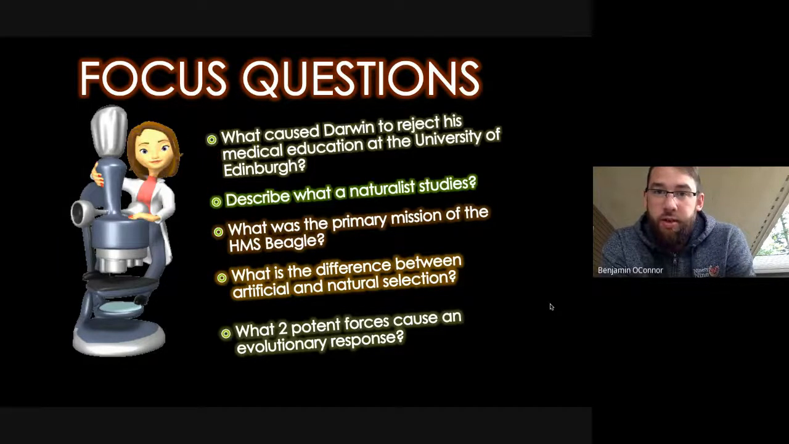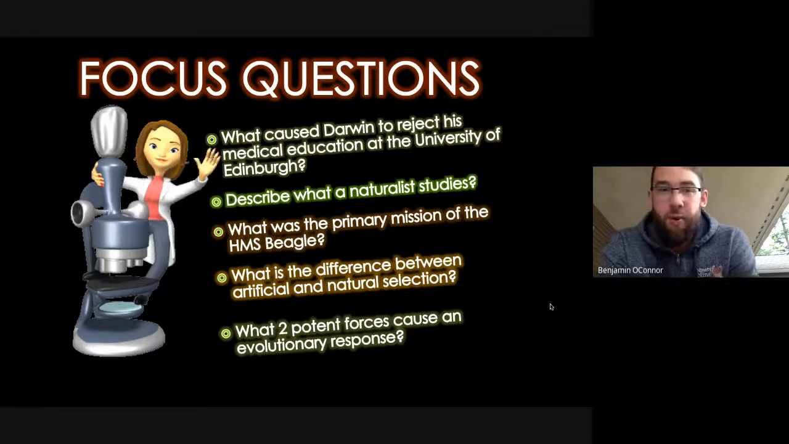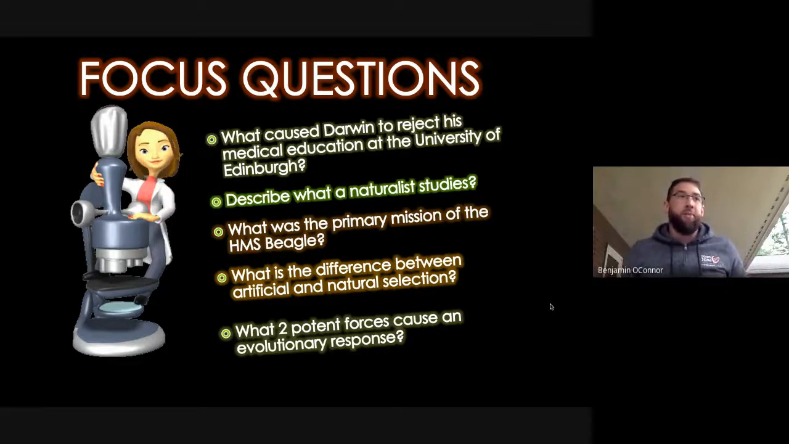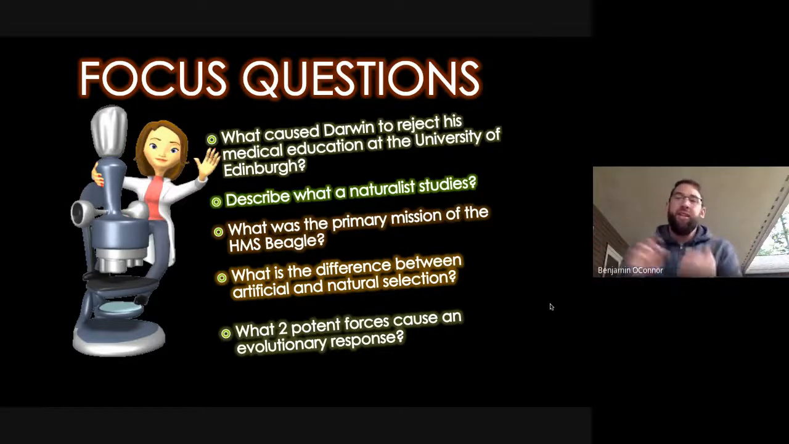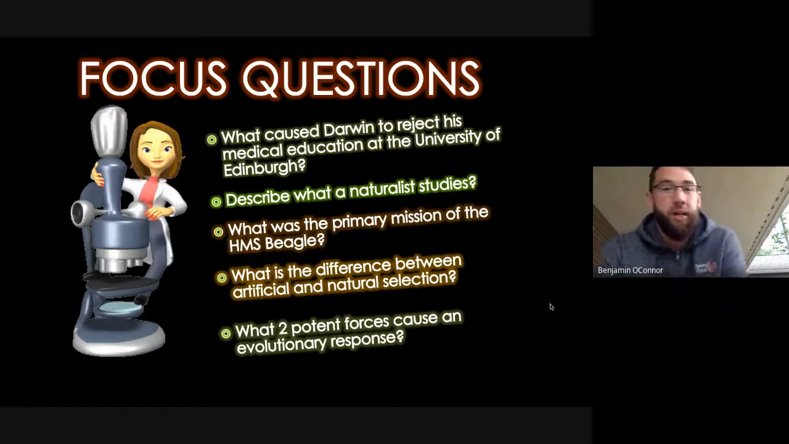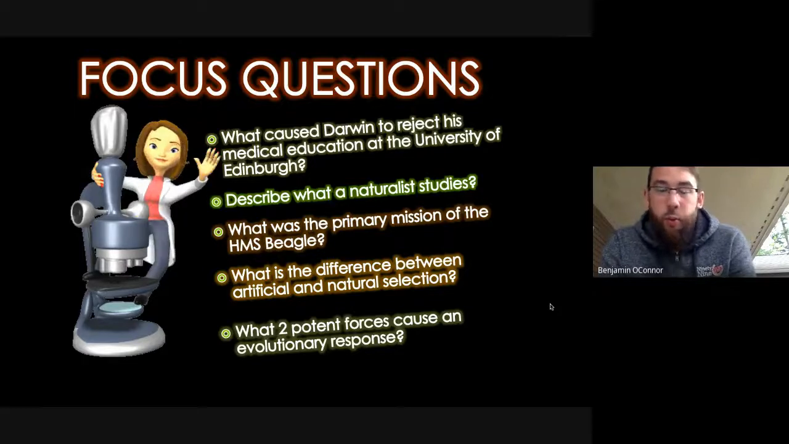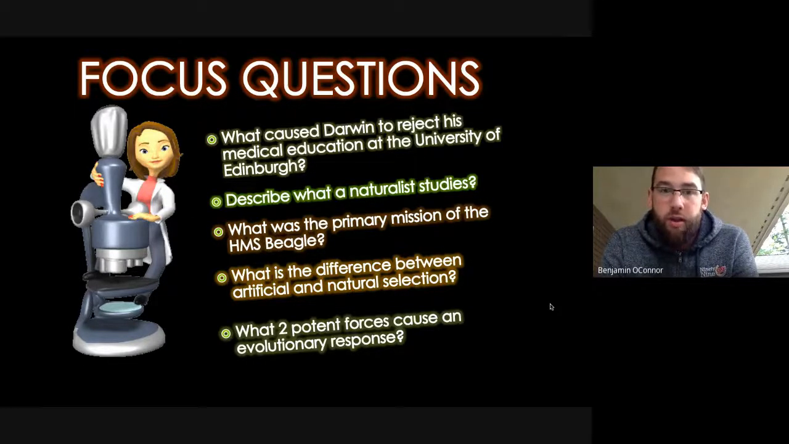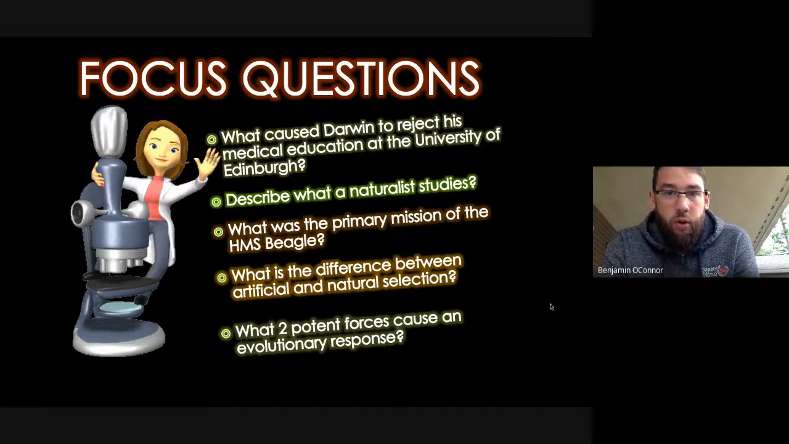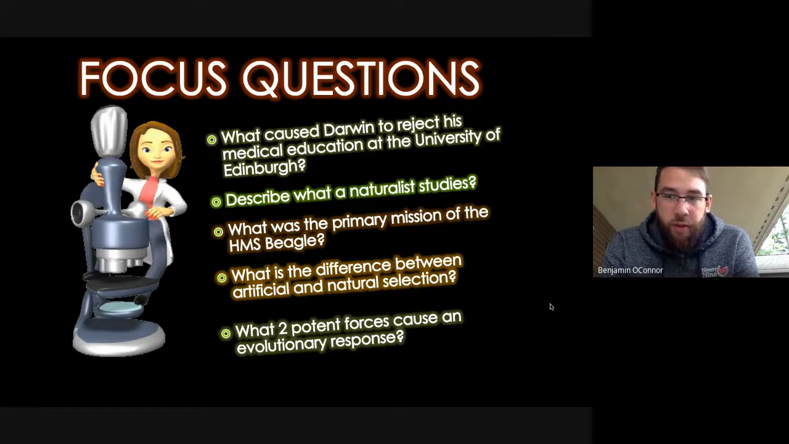What we're going to focus on real quick is what caused Darwin to reject his medical education at the University of Edinburgh, all right? Charles Darwin, like every other famous person, was just a Joe Schmo before they got famous. So they had to quit their old life and start pursuing what made them so recognized and well known. What a naturalist studies, all right? We're going to talk about the Galapagos Islands a little bit, one of the first areas evaluated for evolutionary discoveries. What's the primary mission of the HMS Beagle, which is where Darwin started viewing his Galapagos birds?